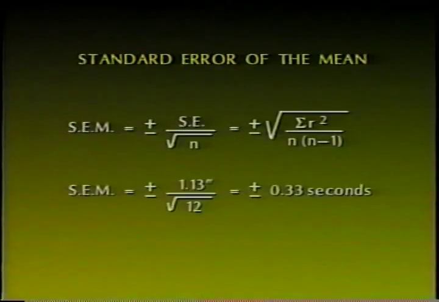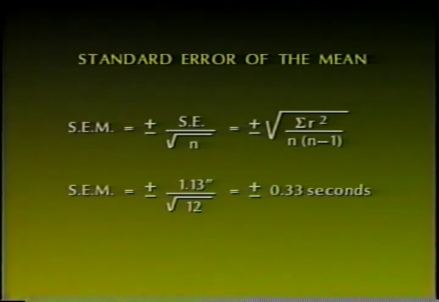Another statistical value that we should be aware of is the standard error of the mean. The mean, or most probable value, has some error with respect to the true value of a measurement. This difference is determined by calculating the standard error of the mean. In this formula, the standard deviation, or standard error, is divided by the square root of the number of measurements. Again, this is a plus or minus value, since the sign of a random error cannot be determined.